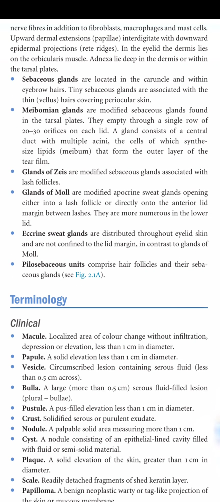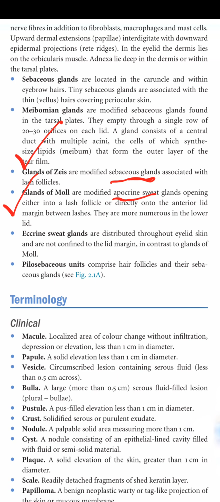Glands of Zeis are modified sebaceous glands associated with lash follicles. Glands of Moll are modified apocrine glands opening either into the lash follicle or directly into the anterior lid margin between the lashes. They are more numerous in the lower lid. So these are all associated with lash follicles; basically these are sebaceous glands and these are sweat glands.